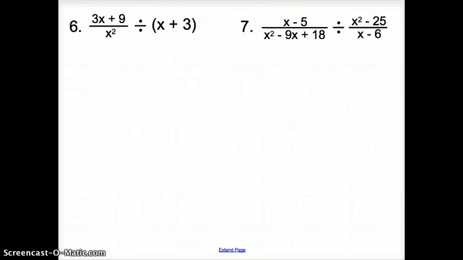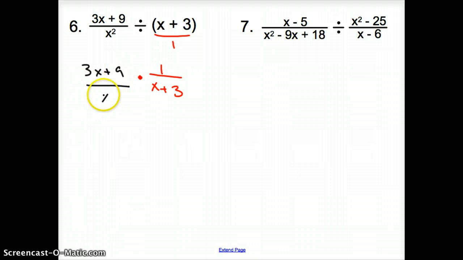Let's try a couple more with 6. Again, we are dividing. So when we divide, what do we have to do with the second fraction? We have to flip and multiply. Well, when I multiply, what do I flip by? Please remember, everything, all real numbers are over 1. So this is over 1. We flip it to be 1 over x plus 3. And then we bring down what we have over here, which is 3x plus 9 all over x squared.